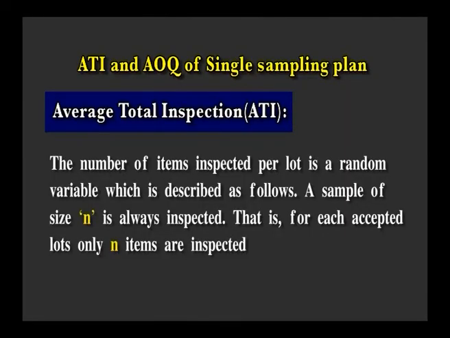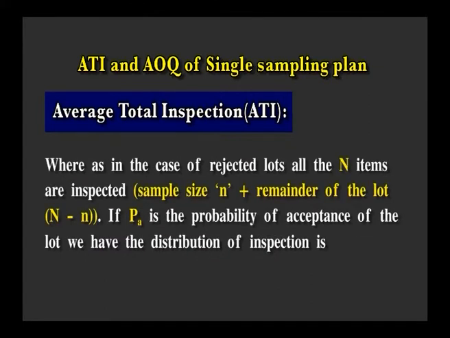ATI and AOQ of single sampling plan. What is ATI? Average total inspection. The number of items inspected per lot is a random variable, which is described as follows for a single sampling plan. A sample of size n is always inspected. That is, for each accepted lot only n items are inspected, whereas in the rejected lots all the capital N items are inspected. That is, the sample size n plus the remainder of the lot, capital N minus small n.